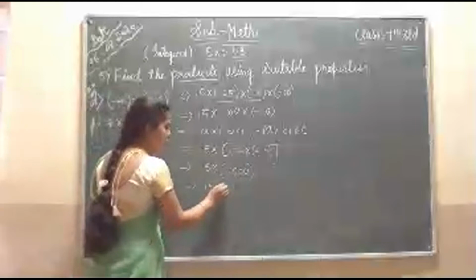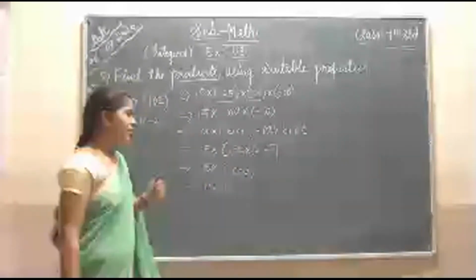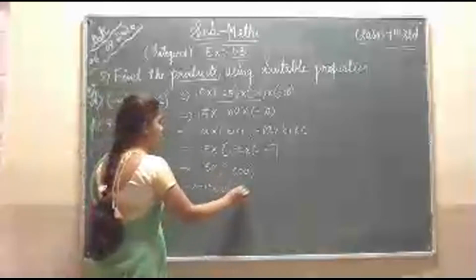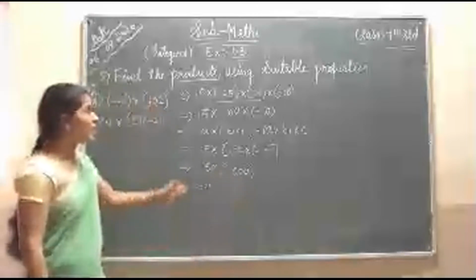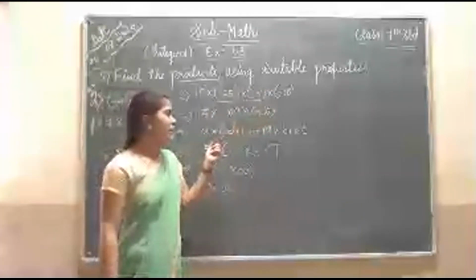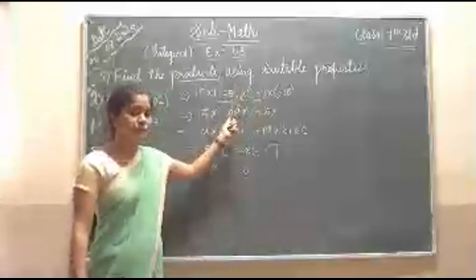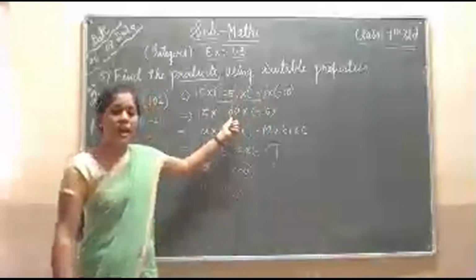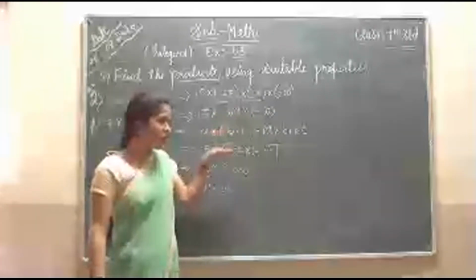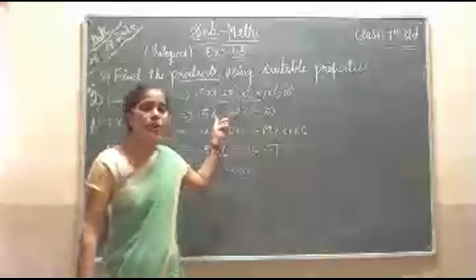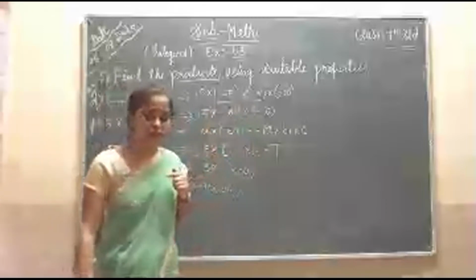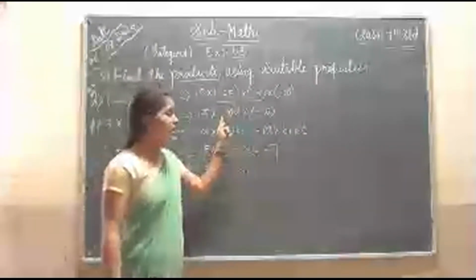Now multiply: 15 ones are 15, there are 3 zeros here, so 15,000. But here one is positive, one is negative, so minus. See, once again I will explain why we are multiplying here directly. There are 4 integers here. So 25 times 4 is 100. Why are we multiplying this only? Because in further multiplication, it is easy to multiply. So we are multiplying 25 into 4, 25 times 4 is 100, plus into minus into minus is plus.